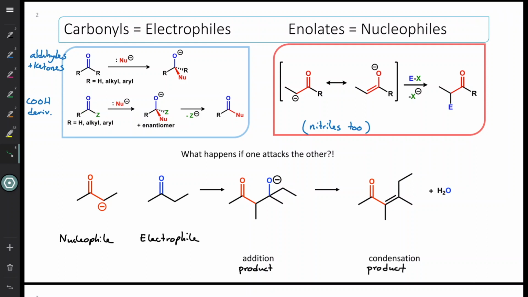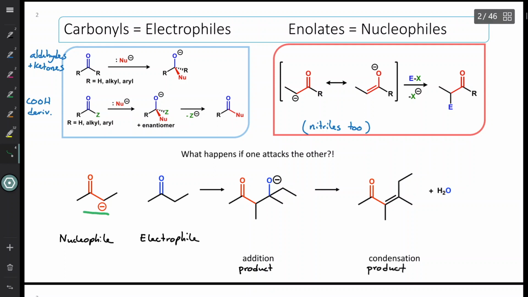Then in the last chapter, we learned that you can deprotonate the carbonyl with a strong base, right? The alpha protons. Once you do that, you get this enolate, right? This resonance structure of the enolate, which then itself is the nucleophile and will attack an electrophile that you give it. So, what happens if you generate an enolate in the presence of a carbonyl, right?